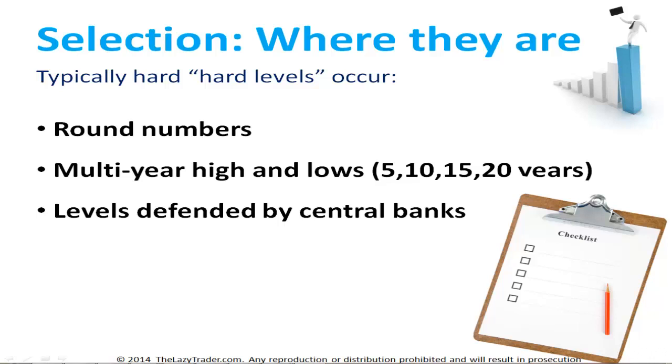So just a tip for you, hard levels typically occur in instances of round numbers, multi-year highs or lows. This could be a 5, 10, 15, 20 or even a 25-year high or low, and or levels defended by central banks. For example, the European Central Bank, the Bank of England, the Federal Reserve, you name it. They do defend key levels, and they've got a lot of money to defend these levels, the most out of any of the players in the markets. So certainly if a central bank says that it's defending a level, then they've got oodles and oodles of cash to throw at defending that level. So they're pretty reliable levels.